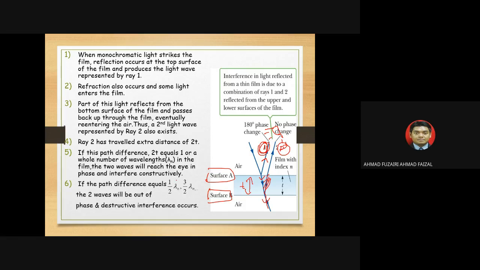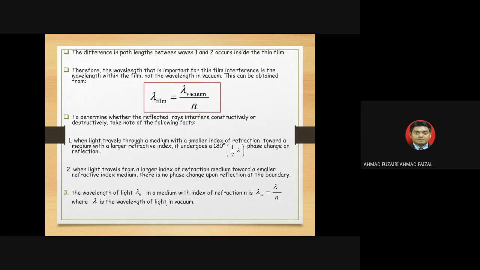If the path difference equals to half, 3.5 lambda, the two waves will be out of phase and destructive interference. Jadi kalau dia satu ataupun whole number macam integer number tadi lah, 1, 2, 3 dan sebagainya, so it will interfere constructively. But kalau dia half, 0.5, 1.5, 2.5 dan sebagainya, it will be out of phase or destructive interference. Itu senang cerita itulah.